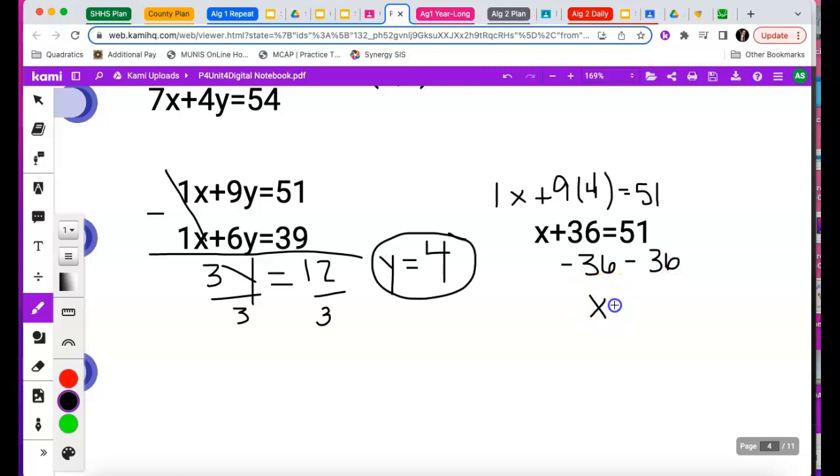So x equals 15. Technically, since that 1 is kind of invisible, that's why I didn't write it there. So technically there's a 1 there, but if I divide by 1, it still stays 15. So I don't technically have to write that 1. So our solution, let's write our solution out really quick. Our solution is the x number first, so 15, and then 4.